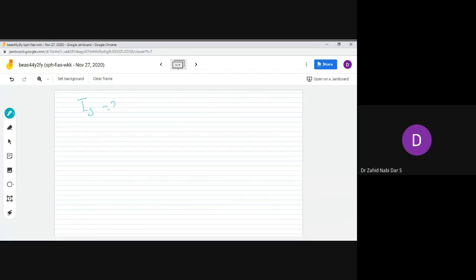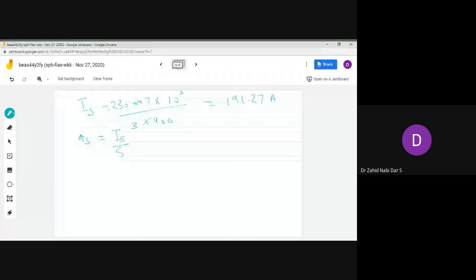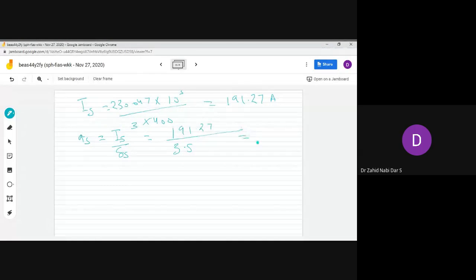The input kVA, which we calculated previously, is 230.047 into 10 power 3, divided by 3 into 400. So your stator current comes around 191.27 amps. Once you get your stator current, you have to get the cross sectional area AS, that is current divided by current density, IS by rho S. The current density is given as 3.5, so 191.27 divided by 3.5 comes around 54.82 millimeter square.